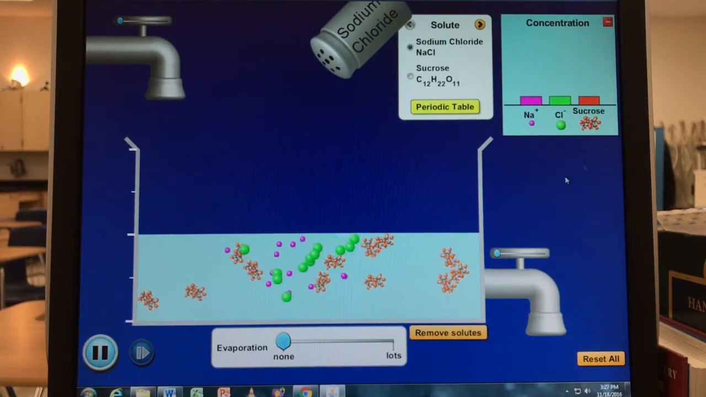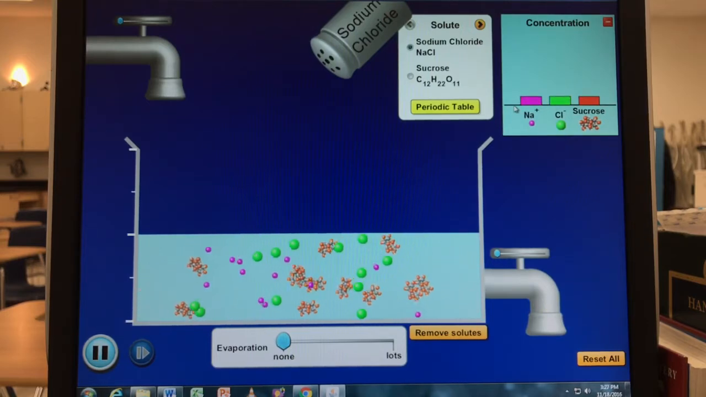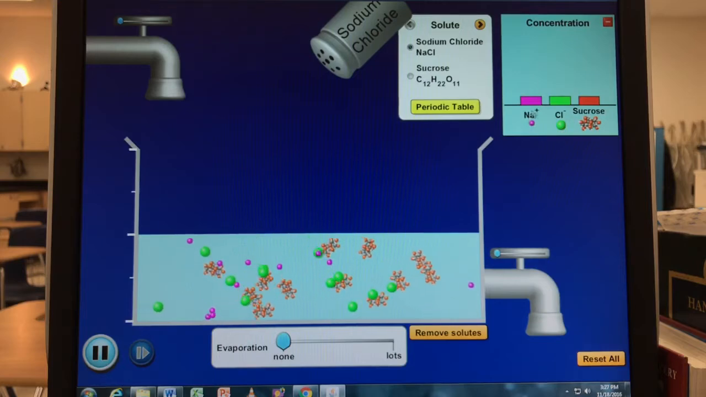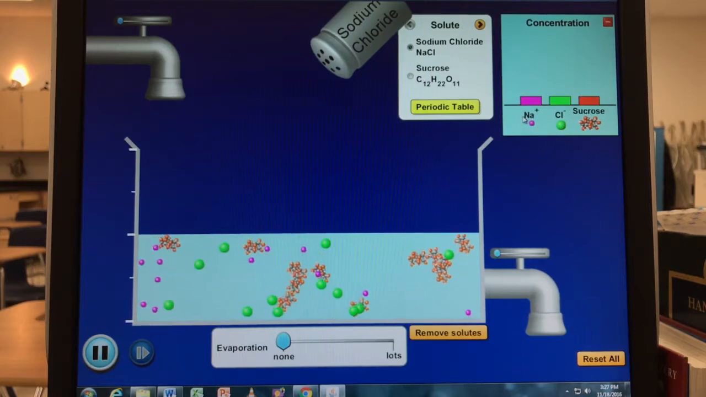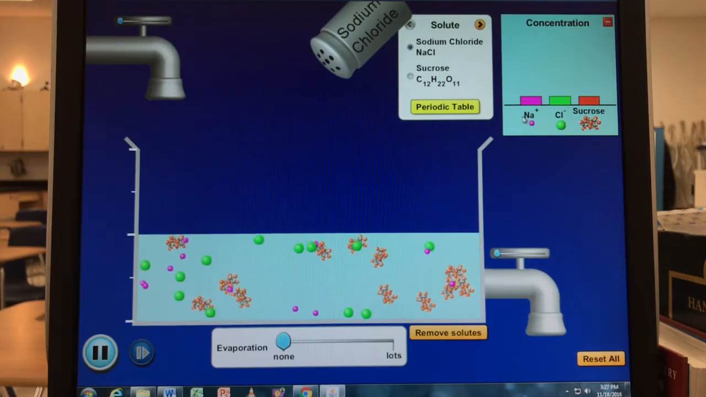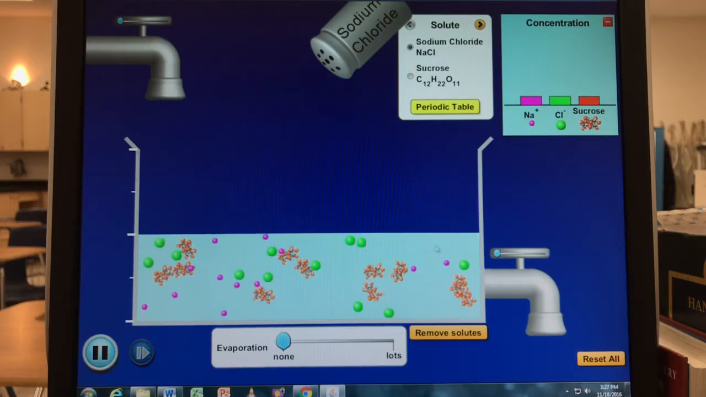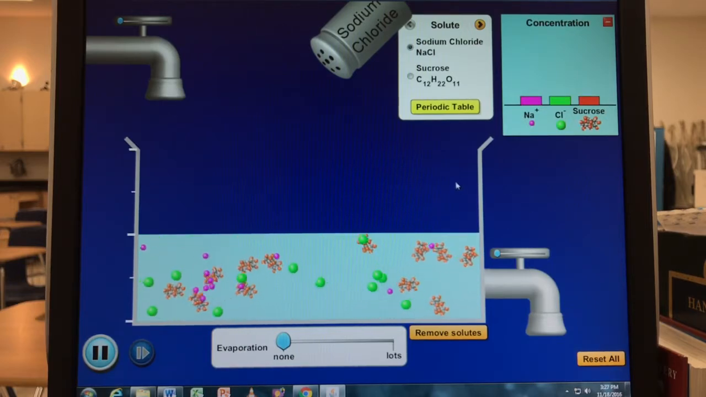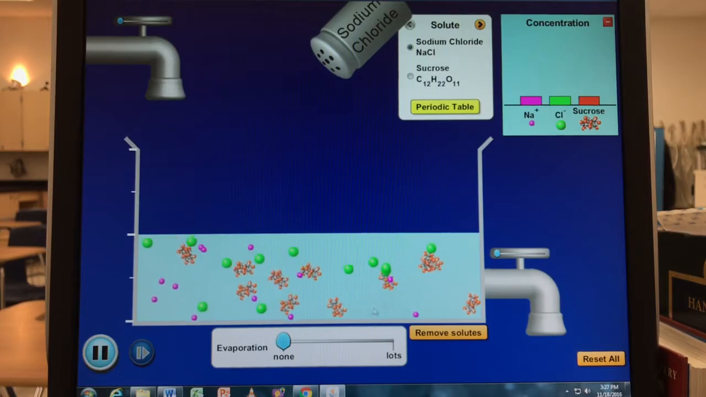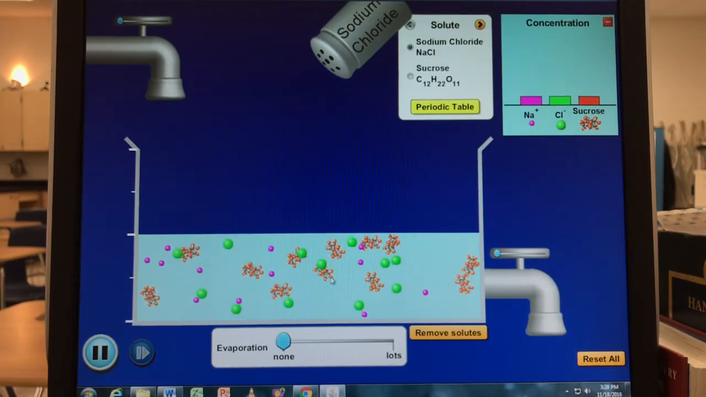The NaCl broke apart into individual charged things called ions. Those individual charged things are called ions. And so the sucrose did not break apart into ions. Instead, it stayed as covalently bonded molecules.